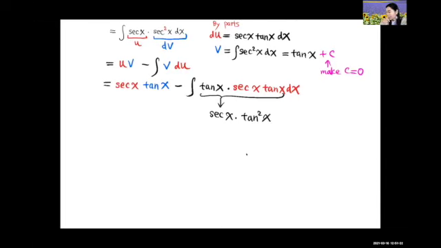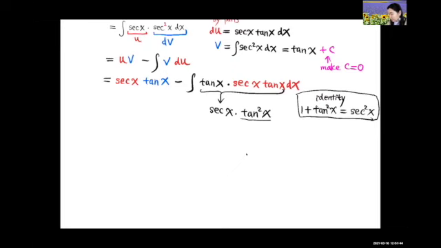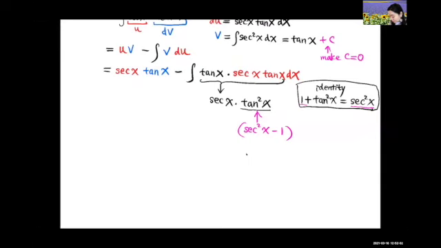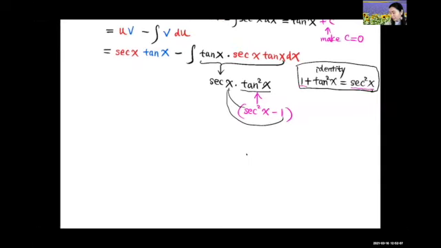Now let's use the identity. Do you guys remember the trig identity? 1 plus tangent square x equals what? Secant square, yes. Good job. So we're going to replace this tangent square here by secant square minus 1, and then distribute this secant x inside.